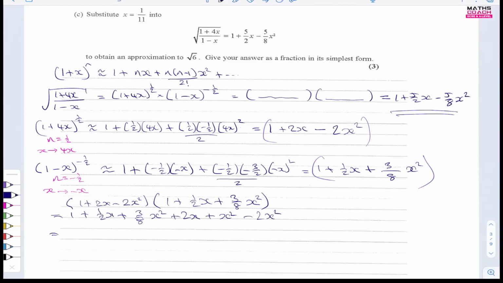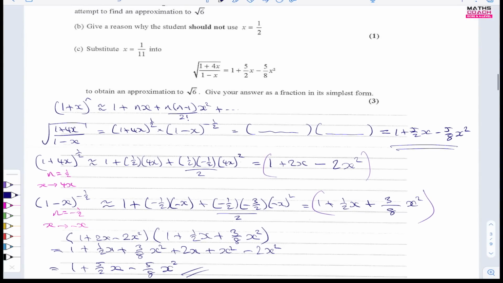So tidy this up. So we got 1 half x plus 2x gives you 5 over 2x. And then we got 3/8 of x squared plus x squared minus 2x squared. So 3/8, and then take away 1, gives you minus 5/8. So minus 5 over 8 x squared, and we have the expression required.